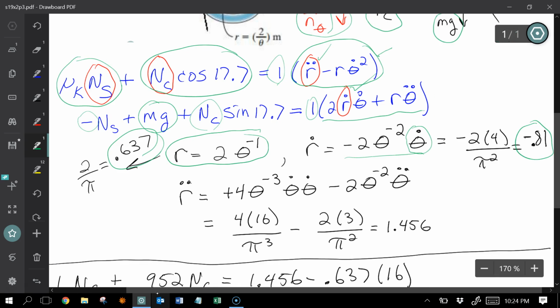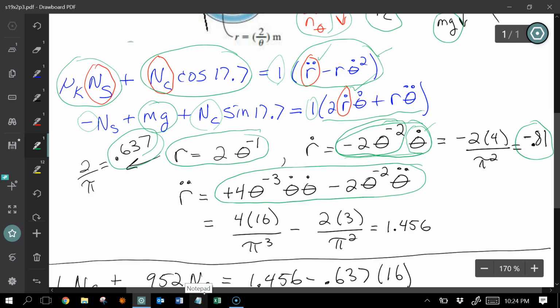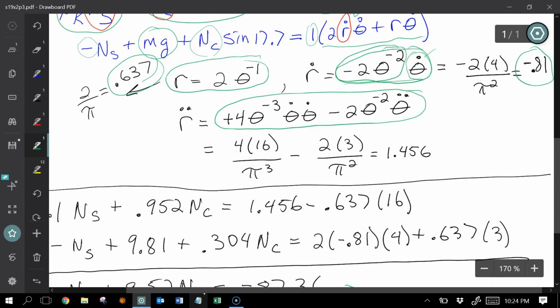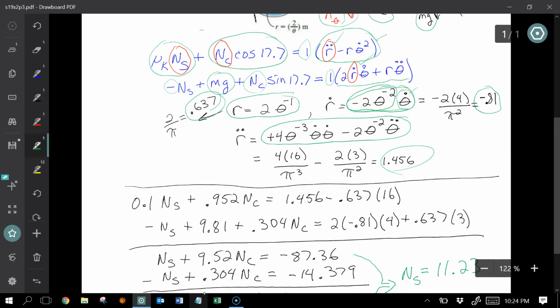Okay, so now to find the r double dot, take the derivative of this. I treated it as a product, so there's two terms that are multiplied together. And so here's the second derivative of that. Not too hard, I don't think. And then you plug numbers in. So you just plug in theta dot is 4, so that's 4 times 16 over pi cubed. Theta double dot is 3, so 2 times 3 divided by pi squared, and so you end up with your r double dot. So now you know all of these numbers.